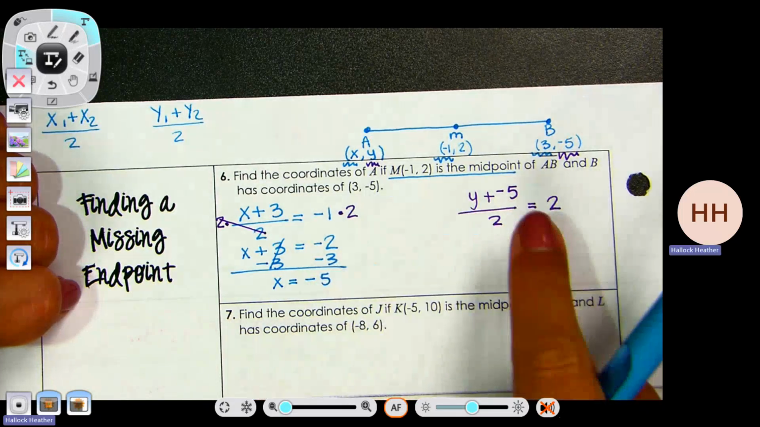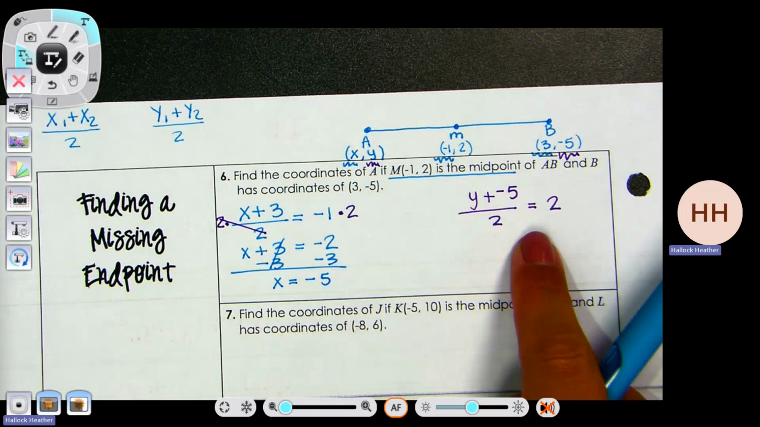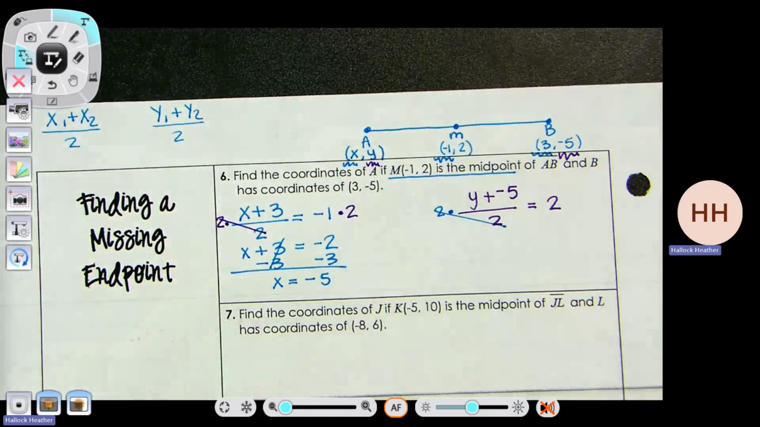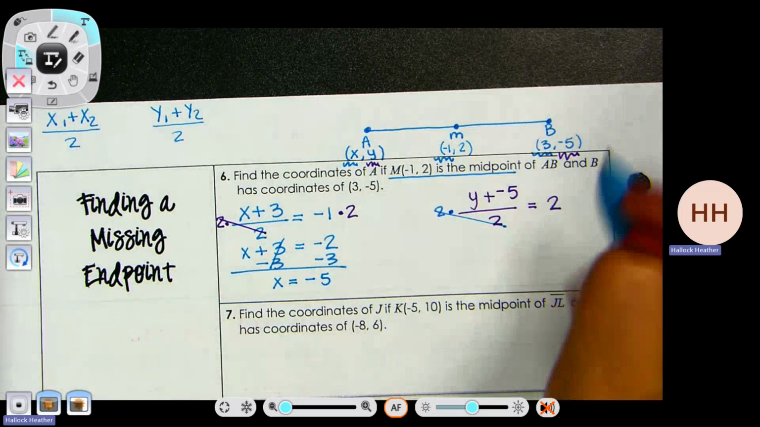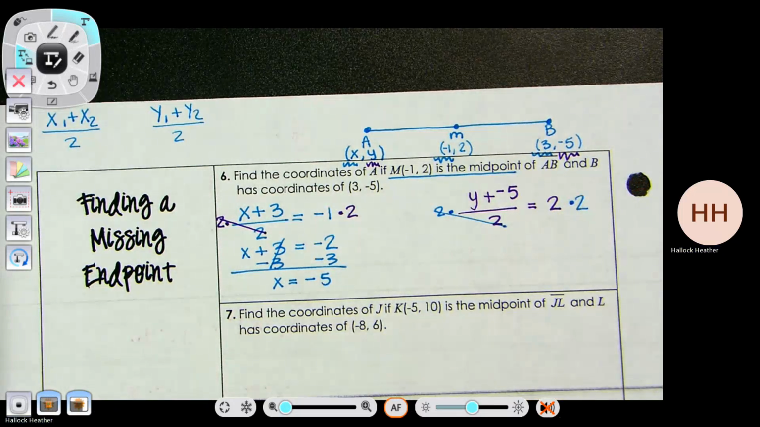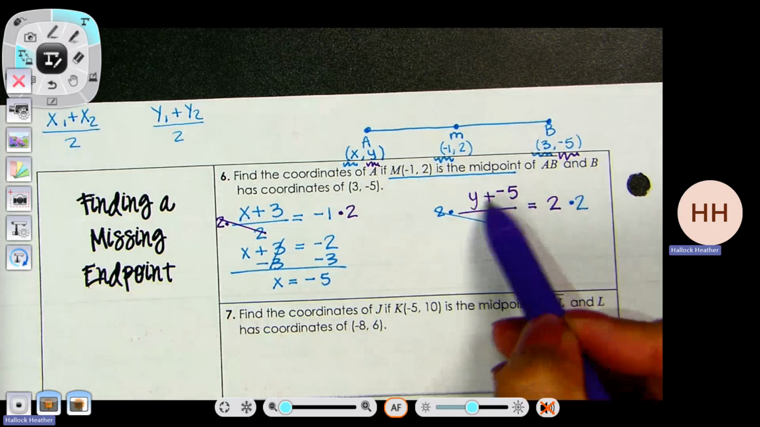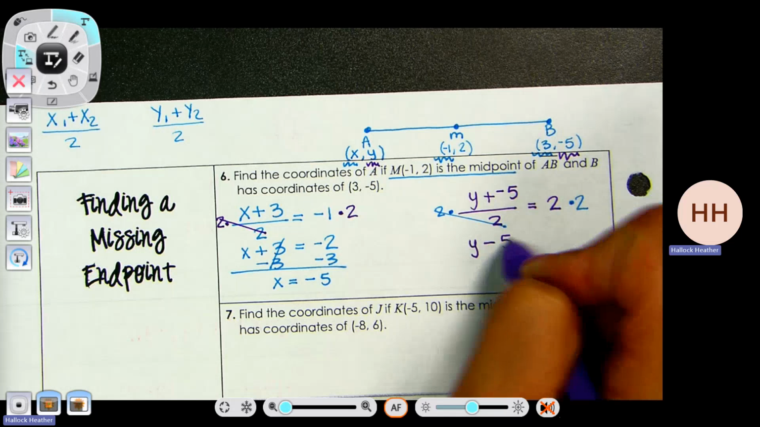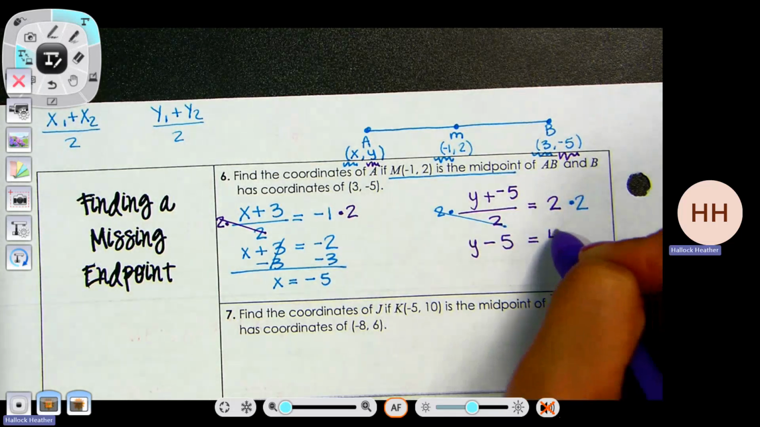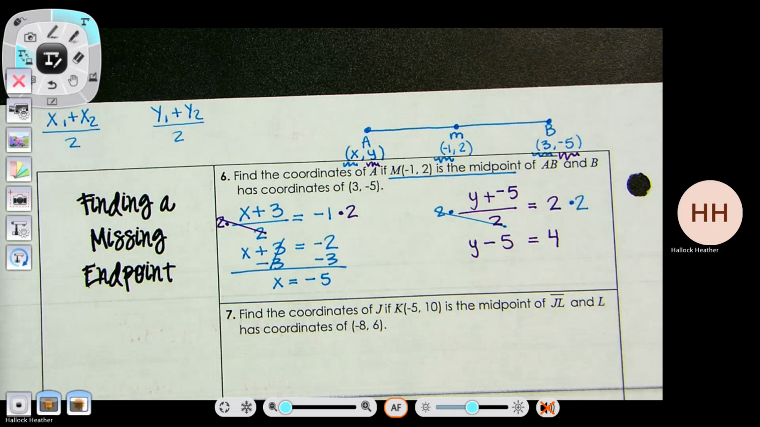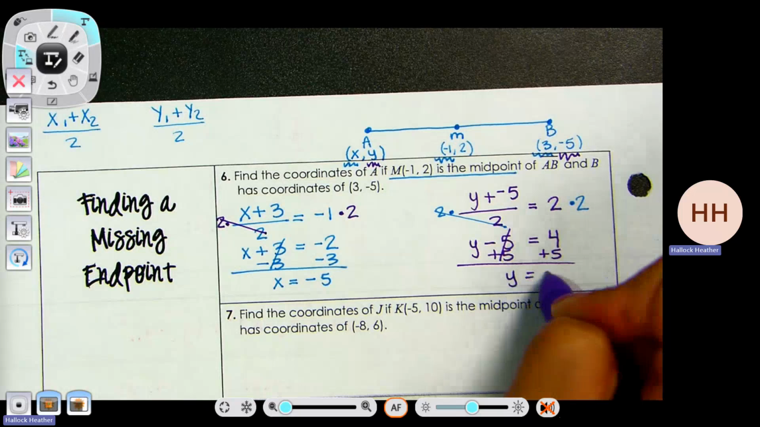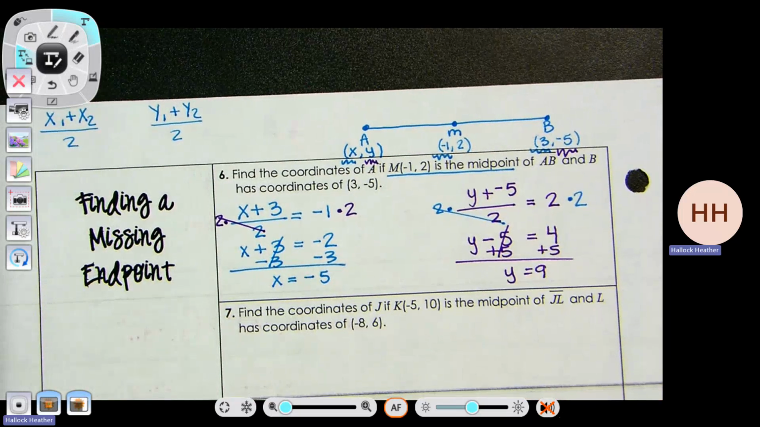Good. We're going to do the same thing over here. I got to get rid of that ugly fraction. A fraction is fancy division. The opposite of division is multiplication. So I'm going to multiply by 2, cross it out. What I do to one side, I got to do to the other side of the equal sign. So multiply by 2 over here. Now I can bring down Y plus -5. So I'm just going to bring down Y minus 5 because I'm adding a negative, which is subtraction. 2 times 2 is 4. And then what do I got to do to both sides? Add 5. So plus 5, plus 5. So Y equals 9.